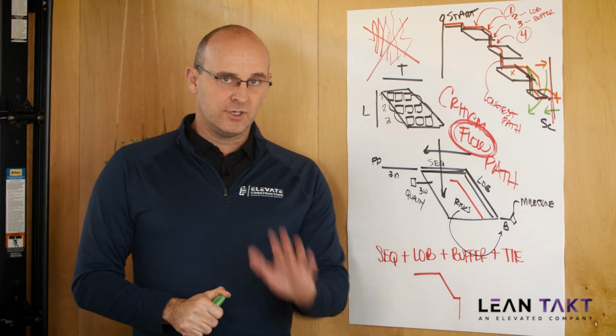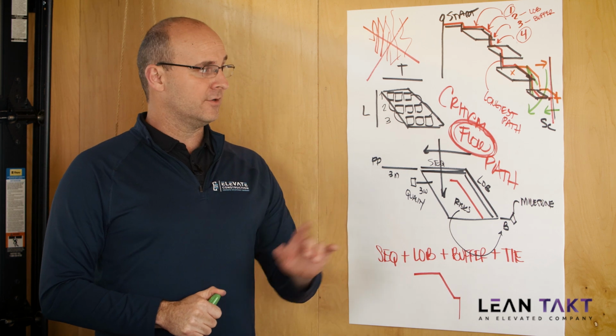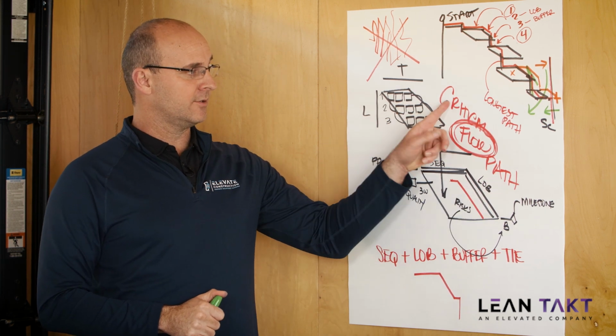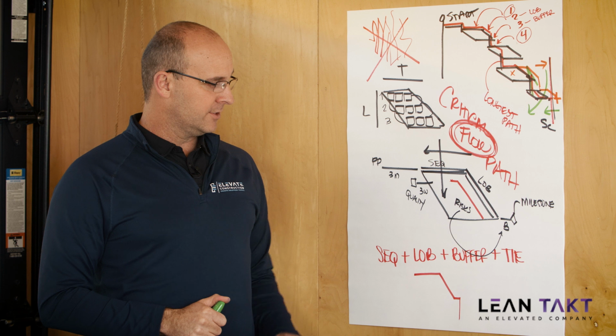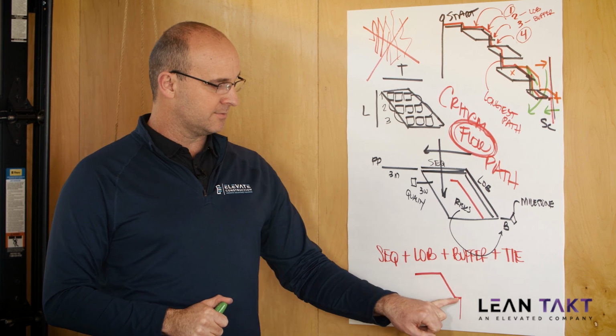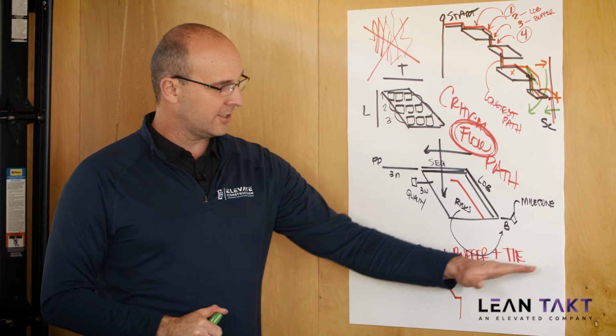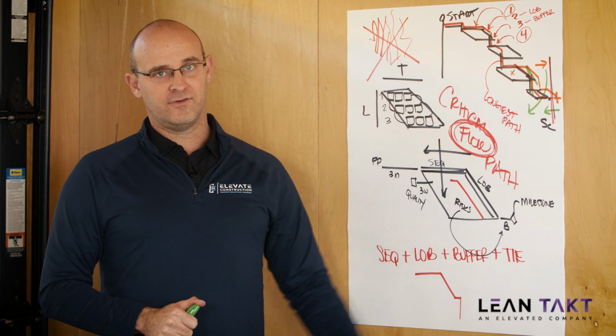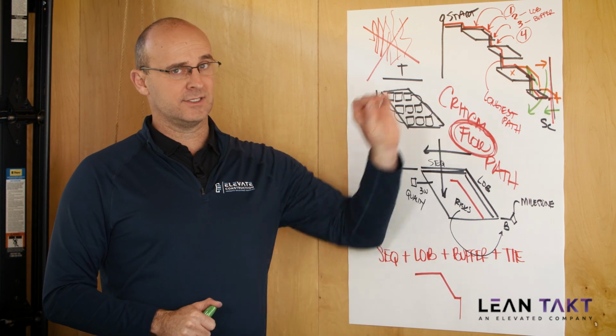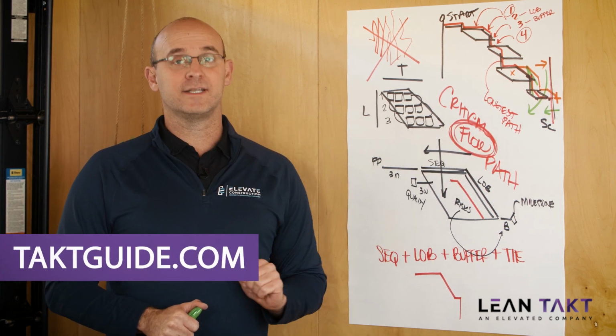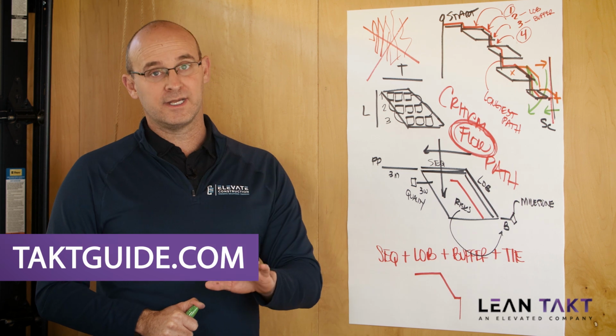So we do not ever just have a critical path. It's always a critical flow path. It's always built together with the sequence, line of balance, buffer, and the tie. This is how you calculate it. It's all verifiable. It's all been researched. It's all studied. And we have it on the taktguide.com website.